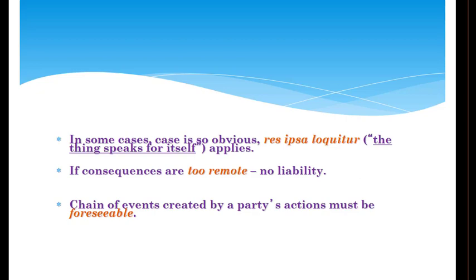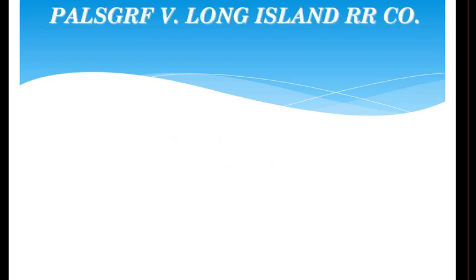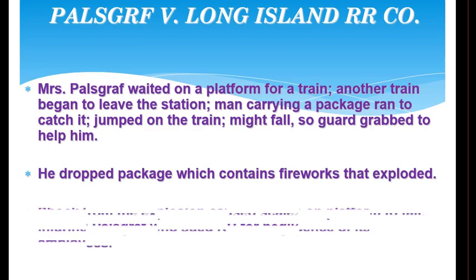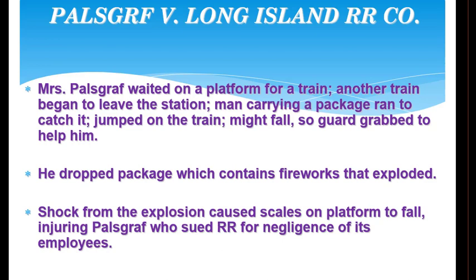And things like this, chains of events, foreseeability, these are additional concepts and questions that the law asks. If events or possible events are too remote, it's very unlikely this would happen, there's no reason that a company would foresee that this would happen, then there should be no liability. So here's the Palsgraf v. Long Island Railroad. You go take a look at this slide. I won't talk any more about it. I do want you to read the slides and also take a look at the video in your module in Canvas.